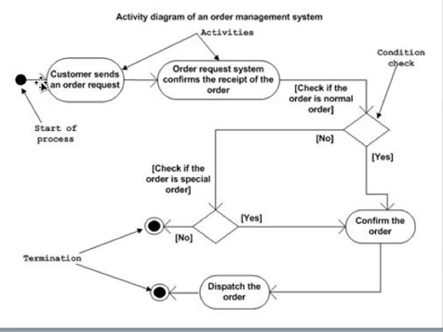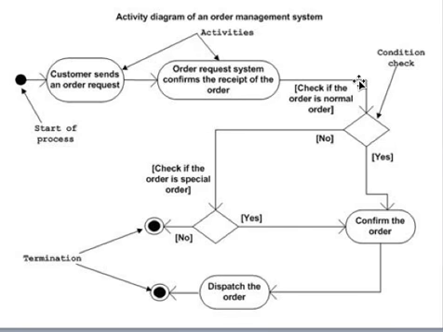Then once you show the first flow into your first activity, which is called customer sends an order request, that flows straight into the order request system, confirms the receipt of the order. So these are two distinct activities that are performed, one by the customer and one by the system. As you can see, they are simply referred to as activities in this diagram.